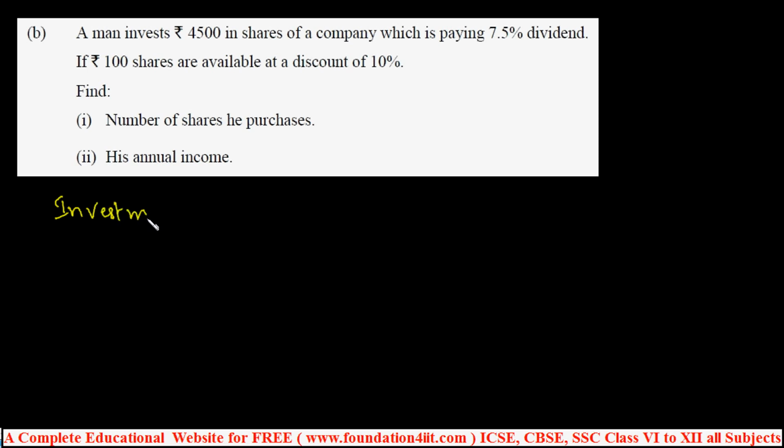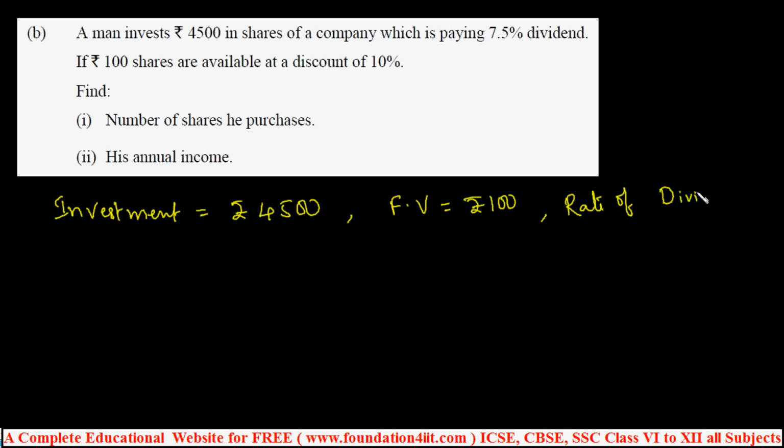When you see this investment, that is given as rupees 4,500 in shares of a company which is paying 7.5% dividend. If 100 rupee shares are available at a discount of 10%, that means face value is equal to 100 and rate of dividend is 7.5%. Rate of dividend is equal to 7.5 percent, right? It's given, and discount is 10%.